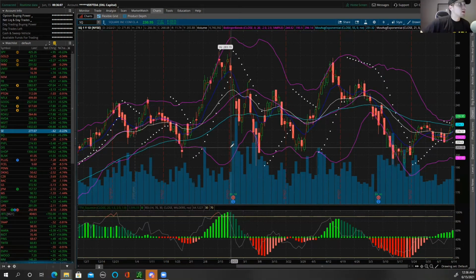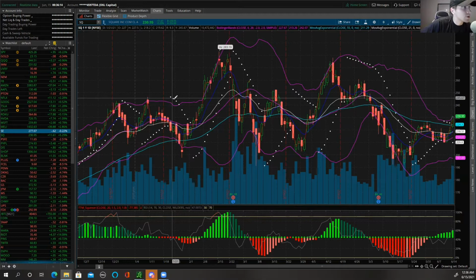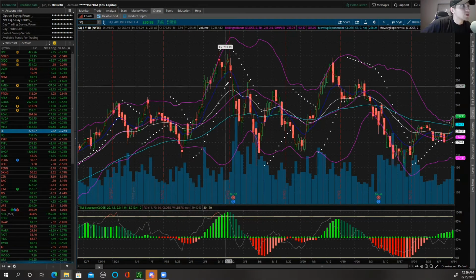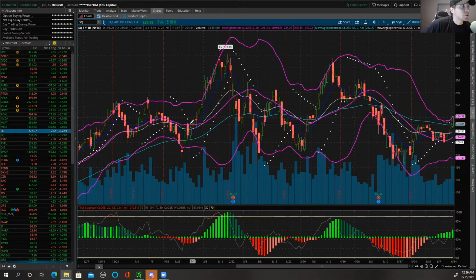But anyways, let's go right into these white dots. These white dots are called parabolic SARs. They also show trend flips. When they're above, that means the stock price is trending down, and when they're below, that means the stock price is trending up. It's just something to show me that there's a confirmed switch coming in pretty soon. Once it starts getting closer to these candlesticks, things will flip.